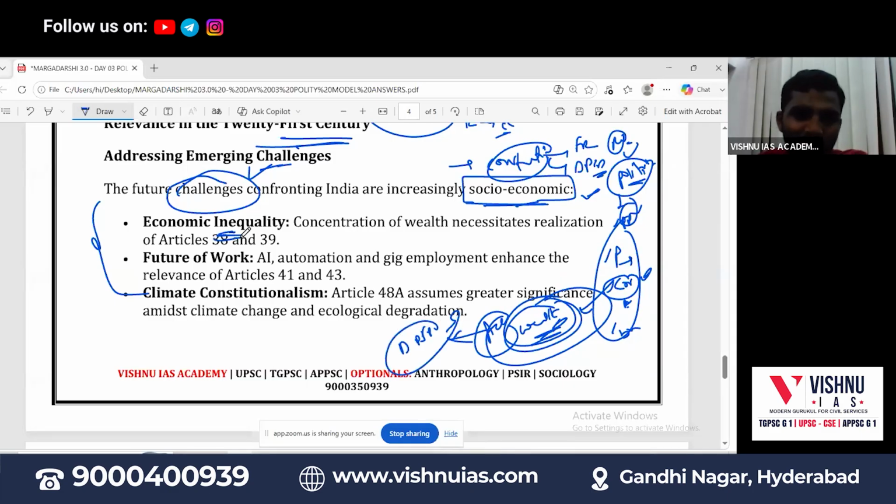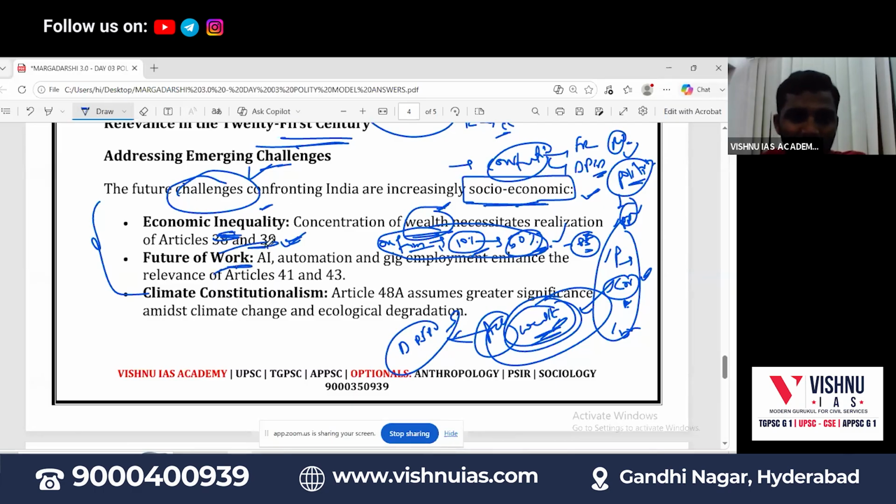So now the future will be economic inequalities, concentration of wealth is happening. Even the Oxfam report, what did it say? The top 10% of Indians are holding at least 50% of the wealth. Only 10% of people are holding 50% of the wealth. So how can you expect every Indian to exercise the same political equality? No, right? So we are equal only in literal terms, but in reality we are not equal. So for that, what we need is that Articles 38 and 39 should be implemented.